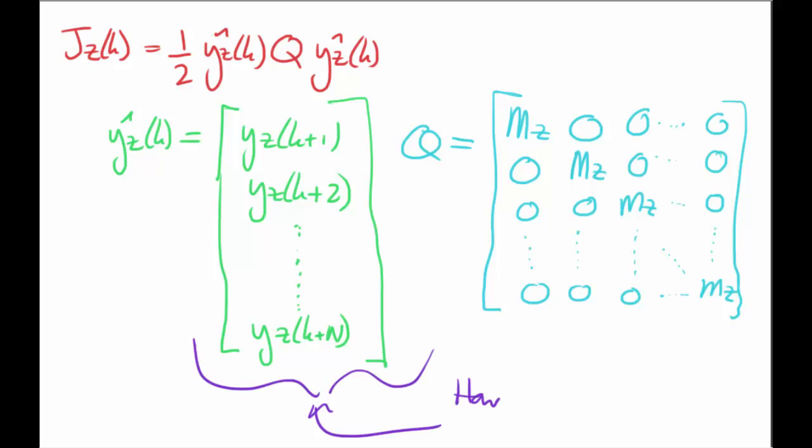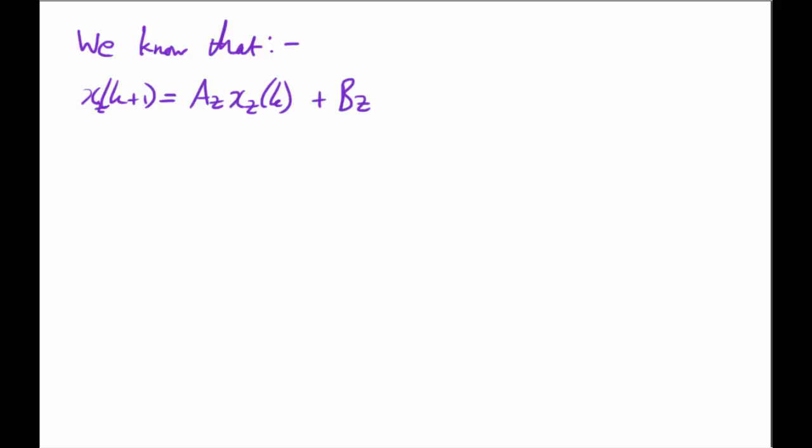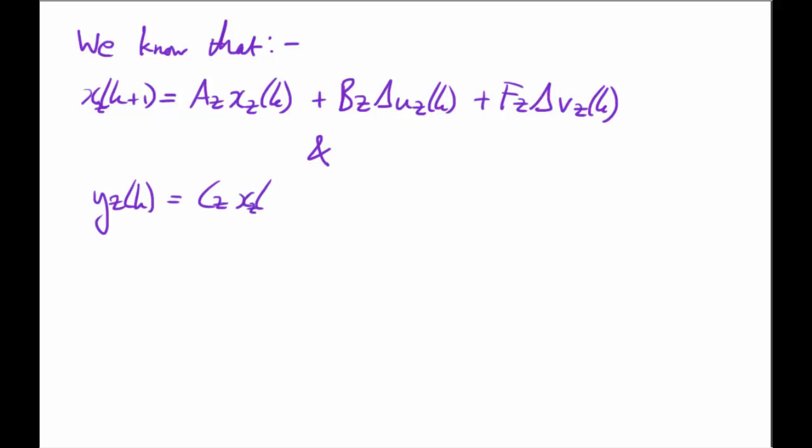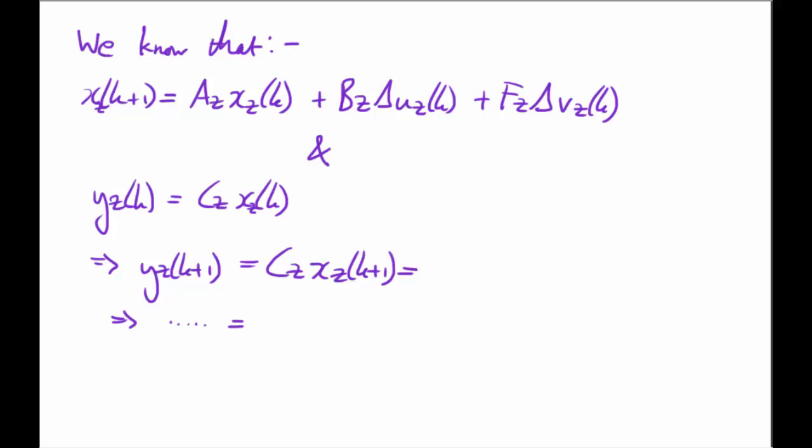Well, how do we get these values, the predicted values? We know that the state space system is the standard one, and we also know the output of the system. So how do we get yz of k plus 1? Well, you just put it one step into the future, and we already know what xz of k plus 1 is, so we fill that in.